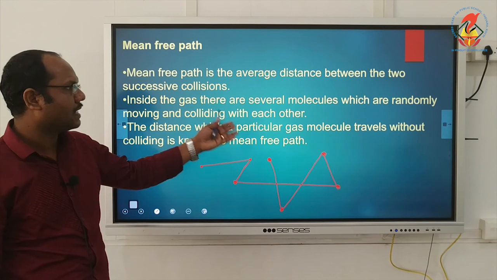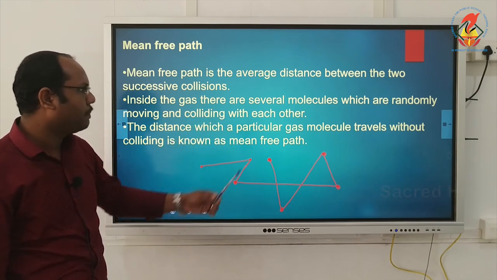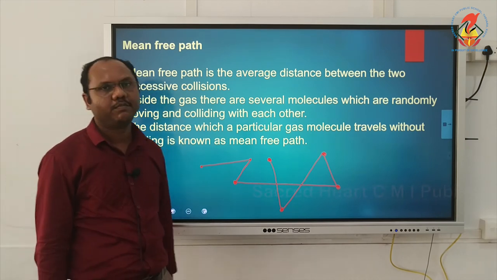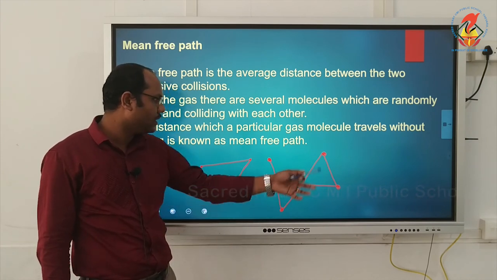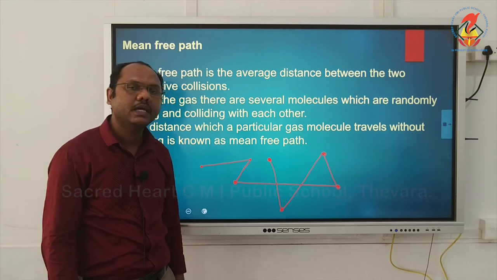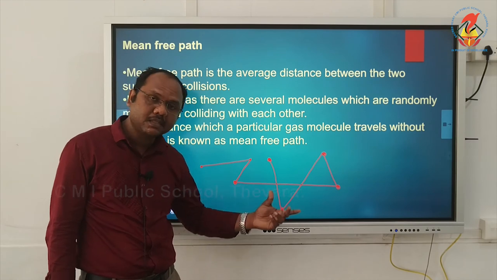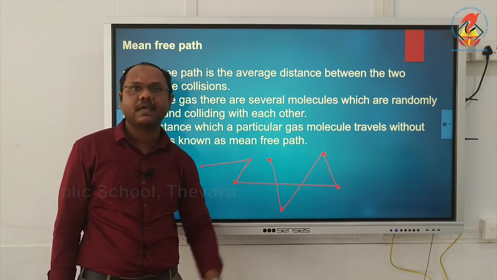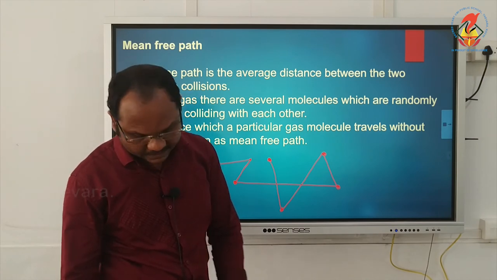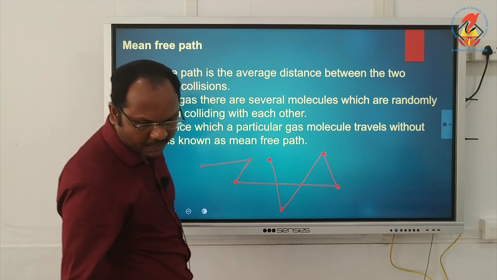So inside a gas there are several molecules, they are in random motion. The distance which a particular gas molecule travels without colliding is known as mean free path. I have just shown the path of one molecule. Each path is different, that is called free path. The average of each free path is called mean free path. Got it?